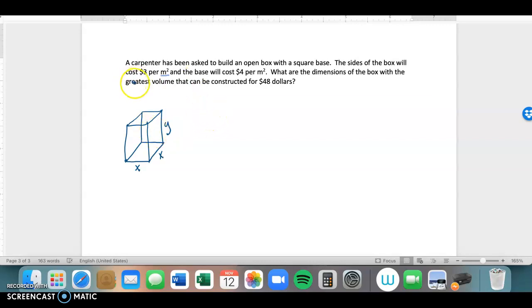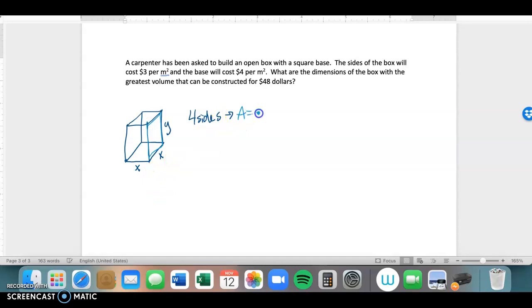So it says the sides cost $3 per meter squared. Well, let's think about this. How many sides? Remember it's open, so we don't have to account for a top. So we have 4 sides, right? And they are going to cost $3 per meter squared. Well, what is meter squared? Meter squared is area.